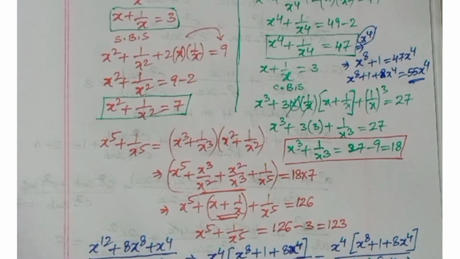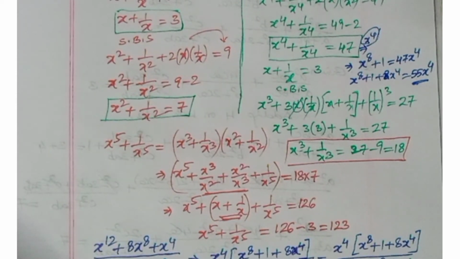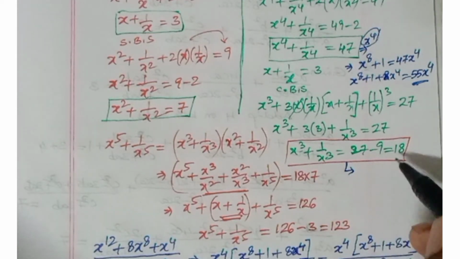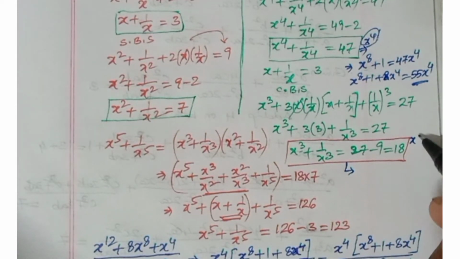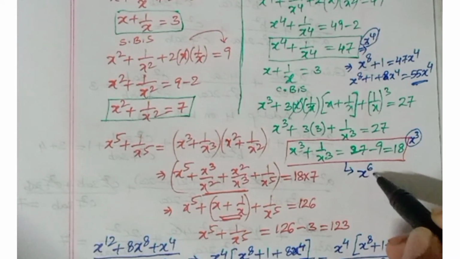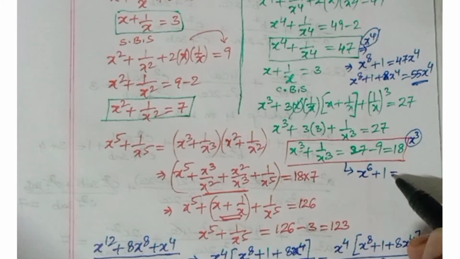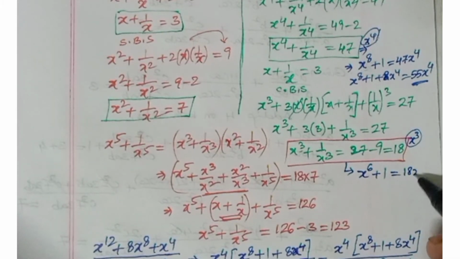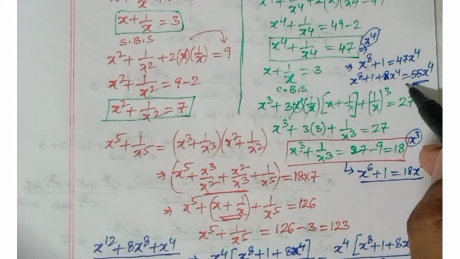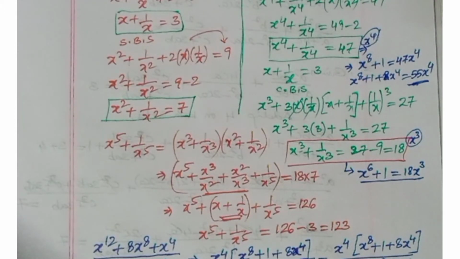So in the denominator x power 6 is there, x power 6 plus 1. From this you can write, multiplying x power 3 on both sides, x power 6 plus 1 is equal to 18x cube. This you can substitute here in the denominator.